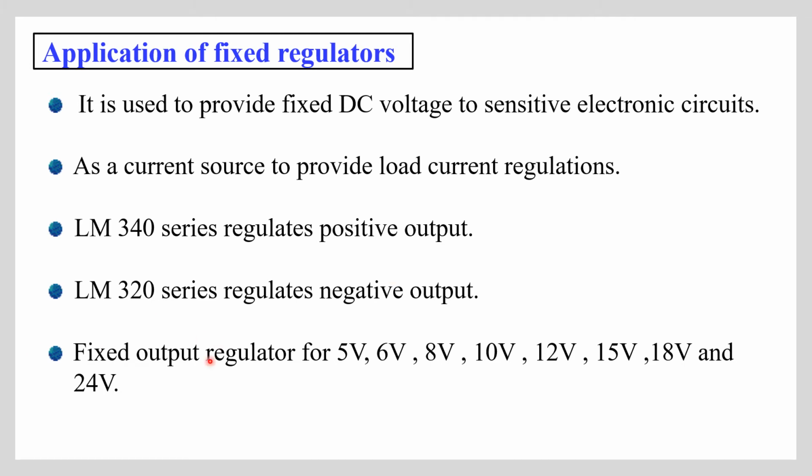The fixed output voltage regulators are available for 5 volt, 6 volt, 8 volt, and so on up to 24 volt. All these ICs are available if you want these outputs. The output can also be adjusted by using a variable resistance at the output. Clear, the application of the fixed regulator IC.